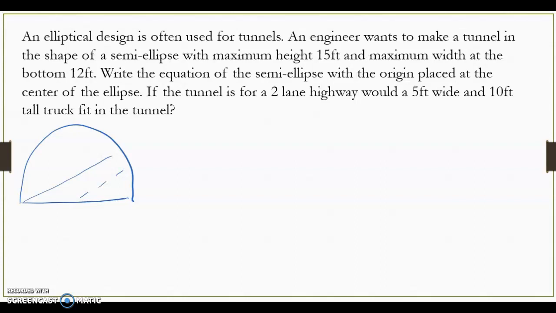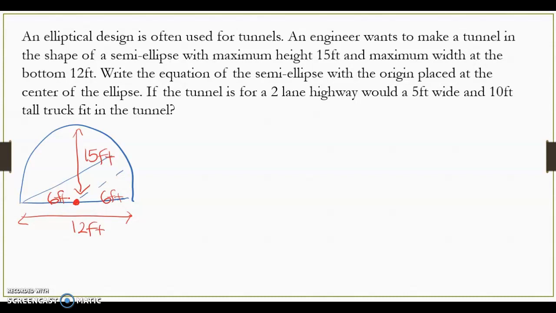There's a couple things that we know. The first thing is you have your center point there. The maximum height, this distance, is 15 feet, and the maximum width, this distance, is 12 feet. If it's 12 feet all the way across, that means it is 6 feet on each side. The other thing I know is that I'm centered at the origin. You can always make it centered at the origin unless it says otherwise.